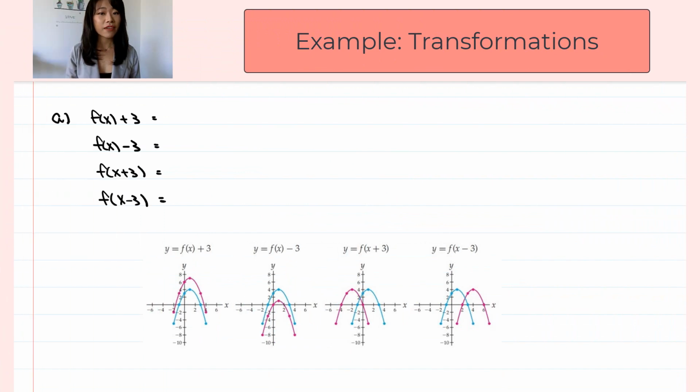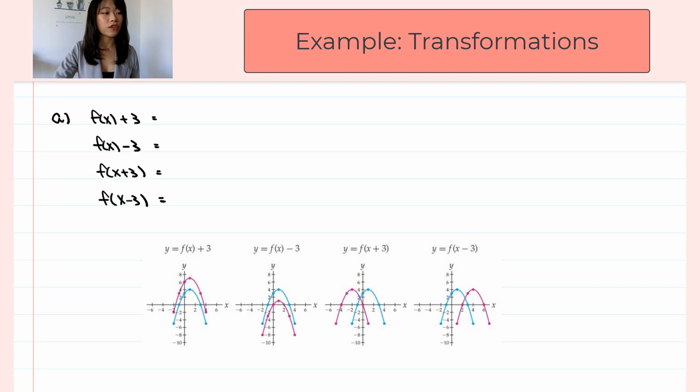In part A, we have the following 4 transformations: f of x plus 3, f of x minus 3, f of x plus 3, and f of x minus 3. By just looking at the functions, we can already tell that they are translations, vertical and horizontal. The first one is a vertical translation upward by 3 units, and the second is vertical by 3 units downward. The third is a horizontal translation to the left by 3 units. And the last one is a horizontal translation to the right by 3 units.